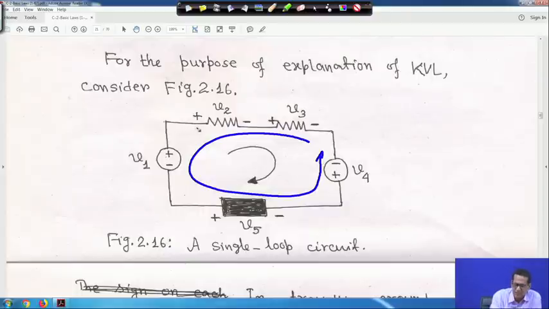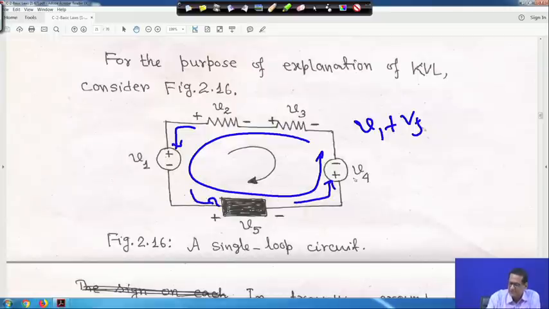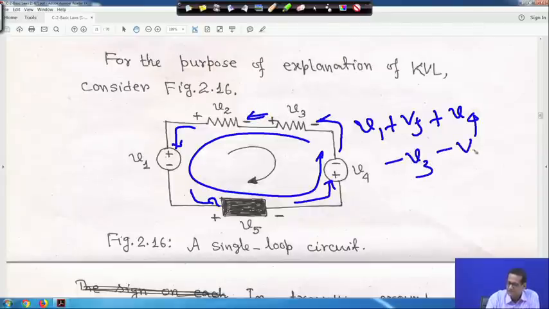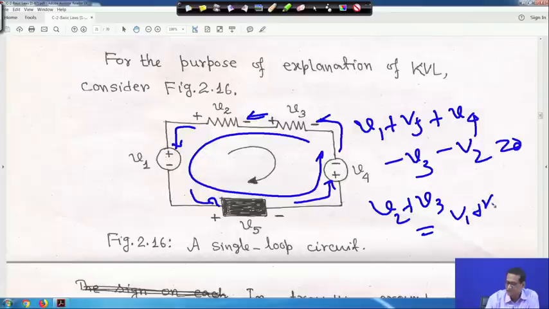So, as I move anti-clockwise, ultimately you will get the same thing. This is V1, then you move like this, this is plus V5 because it is encountering the plus terminal. Here also the plus terminal, this is also encountering the plus terminal because we are moving like this. So, this will be plus V4, then we are moving like this, encountering the minus sign first, so minus V3, and here also encountering the minus sign first, minus V2 is equal to 0. That means the same thing: V2 plus V3 is equal to V1 plus V5 plus V4, whatever we got.